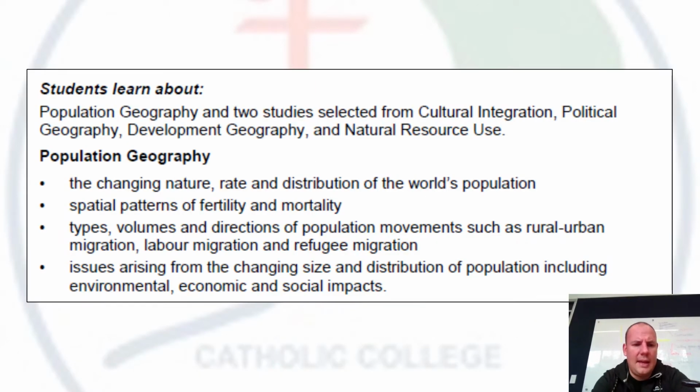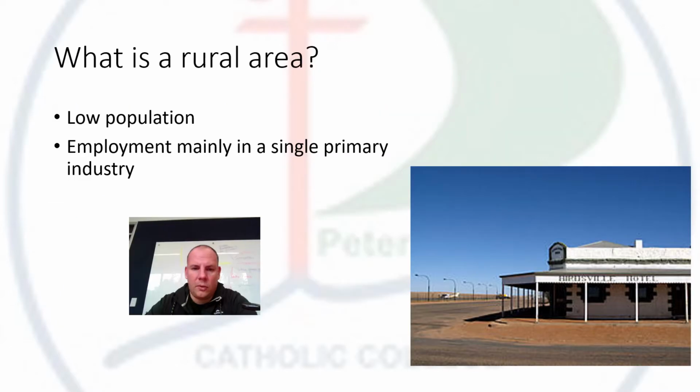So let's have a look at the syllabus. What you're going to be looking at is that third and fourth dot point. We're going to just look at rural to urban migration, and we're going to look at some of those issues to do with the changing direction of people movements.